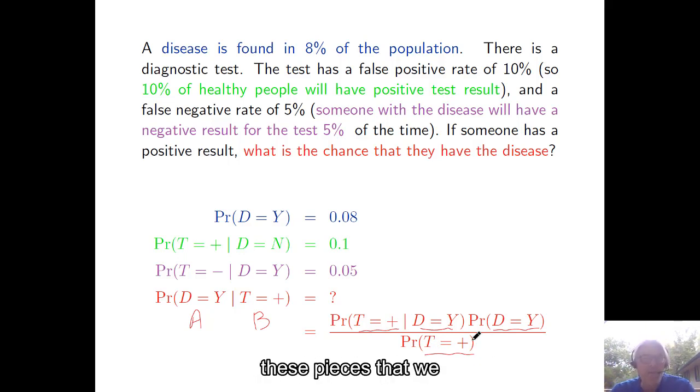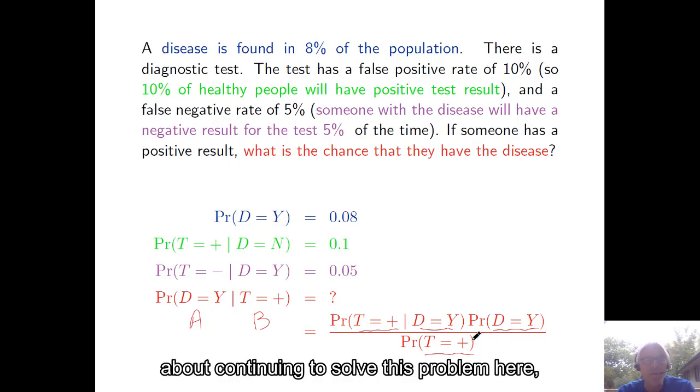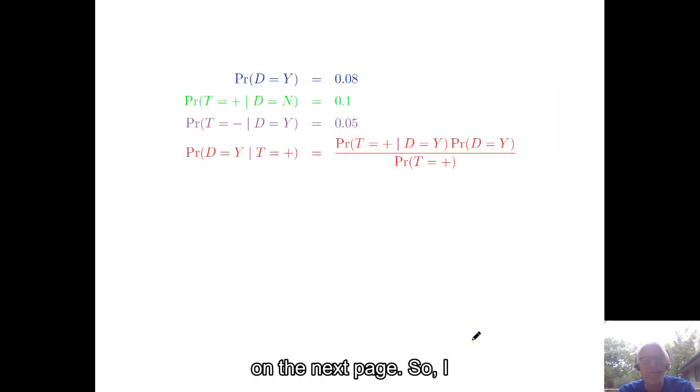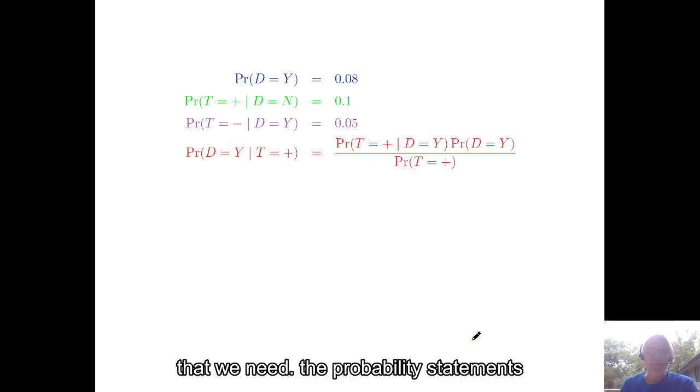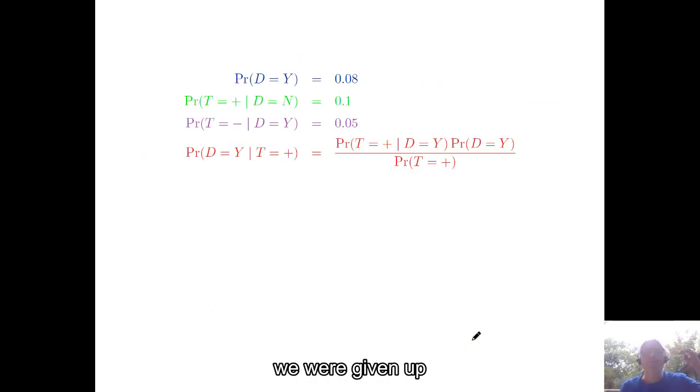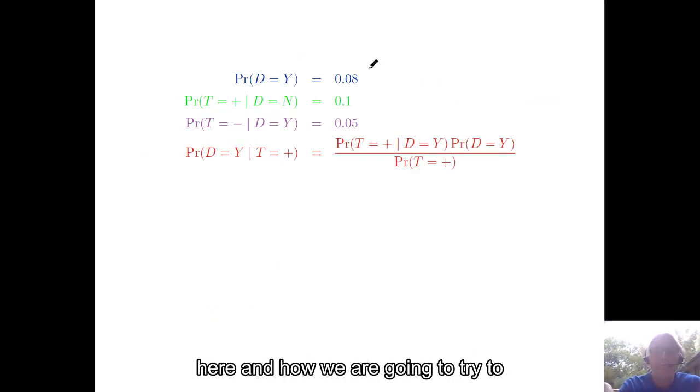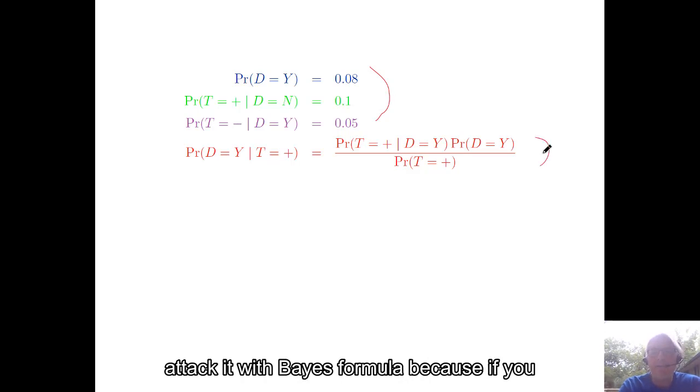We have some of these pieces that we need in order to solve, but not all of them. So let's walk through how we might go about continuing to solve this problem here on the next page. I've taken out the problem and just put the probability statements we were given up here, and how we were going to try to attack it with Bayes' formula.